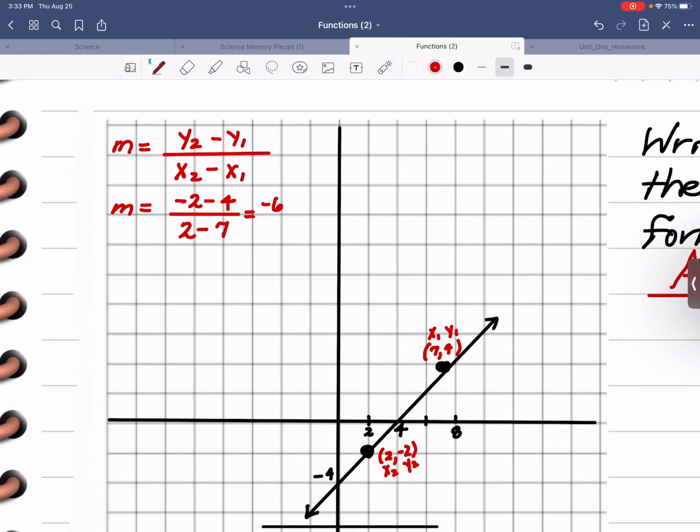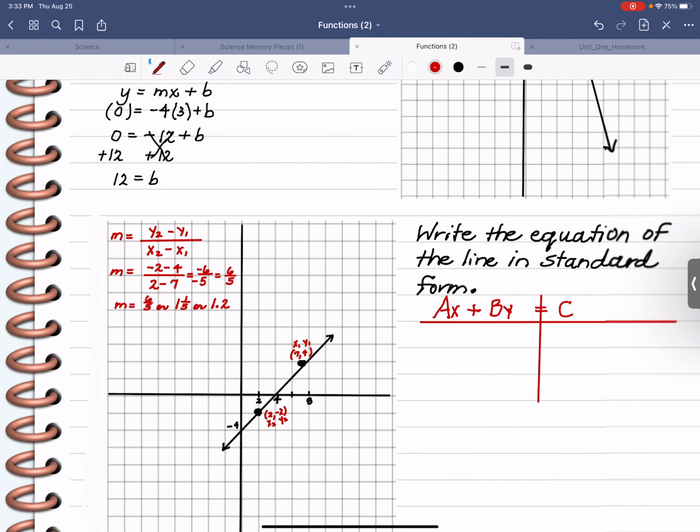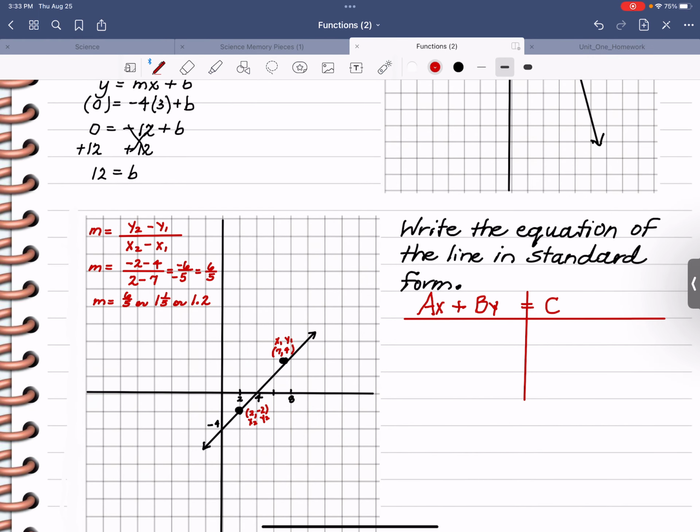And that will give me a slope of -6 over -5. And when you divide that through, that's going to give you a positive 6/5. So we can say that slope is positive 6/5, or 1 1/5, or you could even write it as a decimal. Doesn't matter which form. So we've found slope, meaning that it rises 6 and runs 5, it rises 6 and runs 5, and so on.